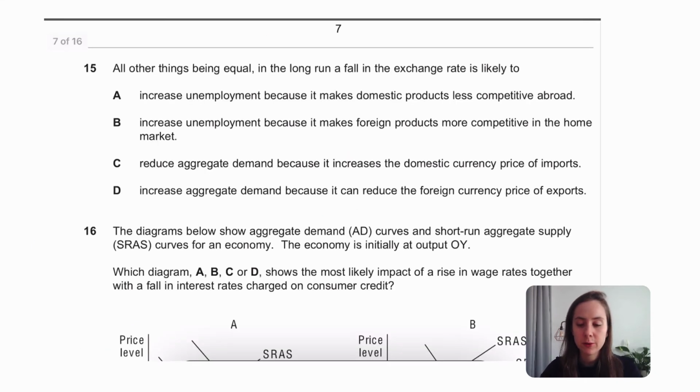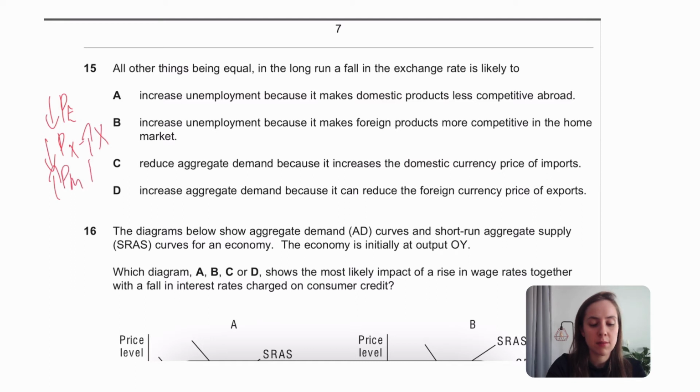In the long run, a fall in the exchange rate. Did you know it decreases export prices and increases import prices? So X should increase and M should decrease. Increase unemployment because it makes domestic products less competitive? No, untrue. It makes them more competitive. They're cheaper. So that is the wrong way around.